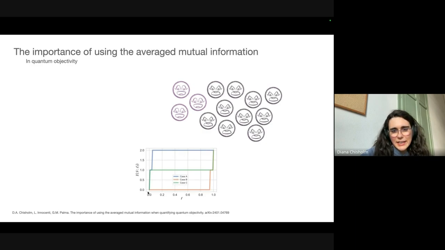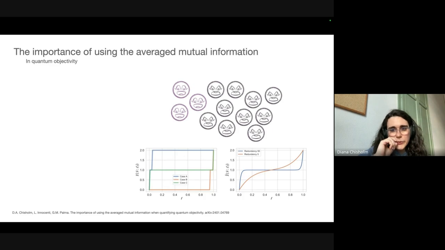So you can have case A, where the mutual information has a very tiny plateau at the beginning, and then it's two for most of the time. Case B, where the mutual information is pretty much zero for most of the time. And then case C, where you do have a plateau. However, you'll see in a second, this plateau is also misleading, because if you try to use it as a quantifier of objectivity, you would get misleading results. And this is instead what happens when you compute the average mutual information, in this specific case for two different cases, one for redundancy 5, so 5 qubits fully correlated, and another one for redundancy 50, so 50 qubits fully correlated.